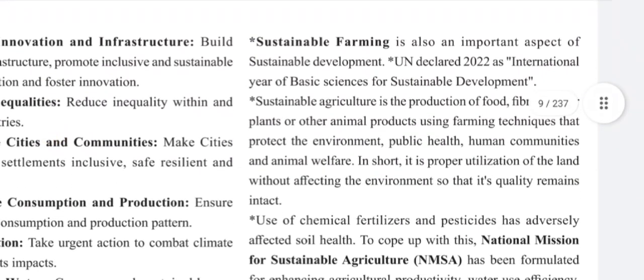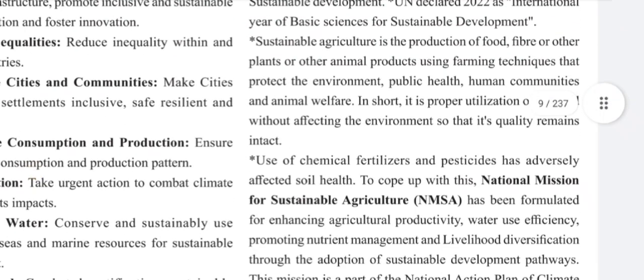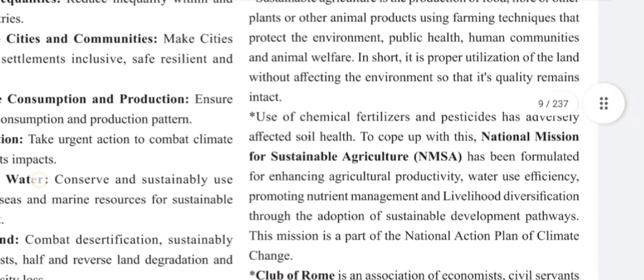Sustainable farming is also an important aspect of sustainable development. UN declared 2022 as the International Year of Basic Sciences for Sustainable Development. Sustainable agriculture is the production of food, fiber, or other plant or animal products using farming techniques that protect the environment, public health, human communities, and animal welfare. In short, it is proper utilization of land without affecting the environment so that its quality remains intact.